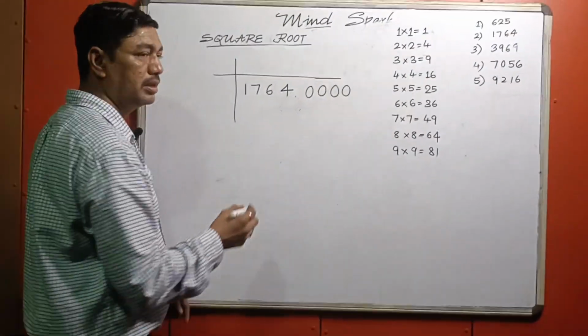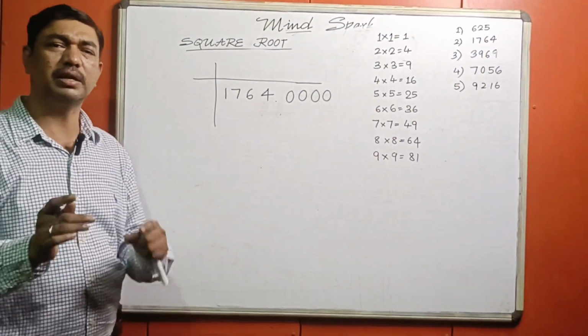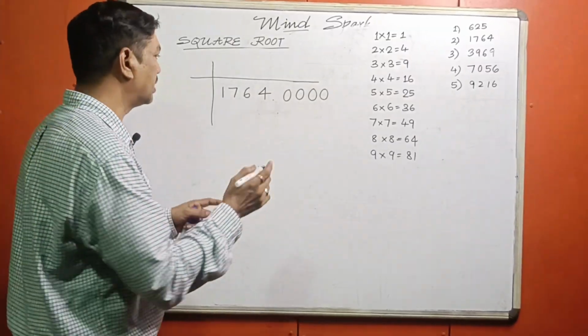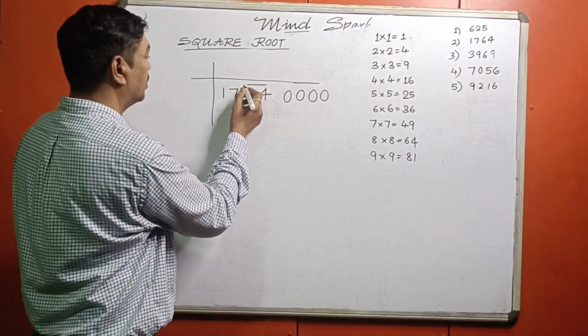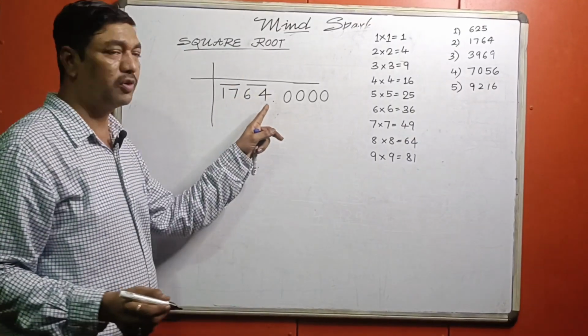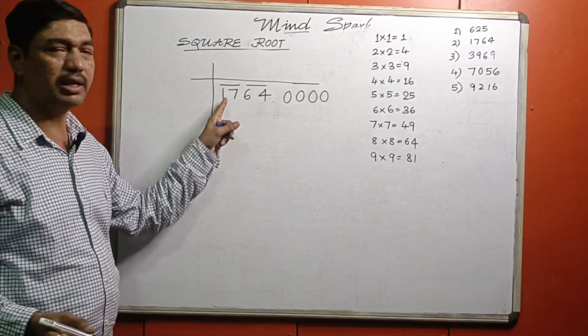So again, what is the first step? You have to make pairs, in which direction? From right to left. Okay, already it's paired. 6 and 4 is one pair, and 1 and 7 is one pair.